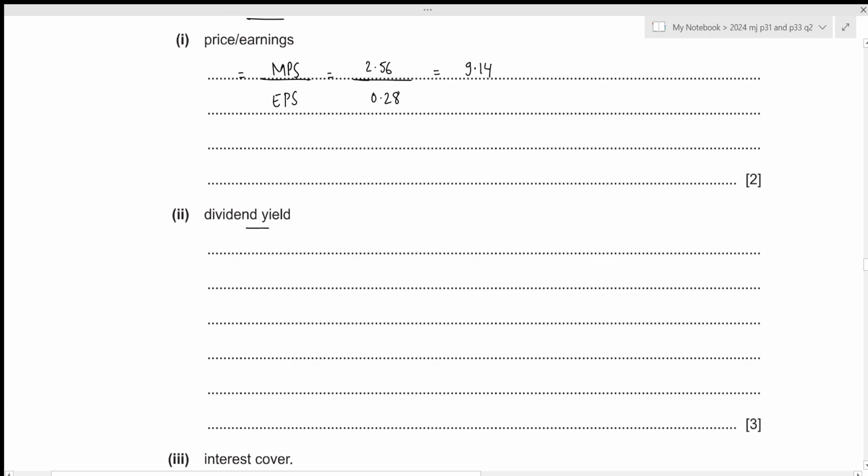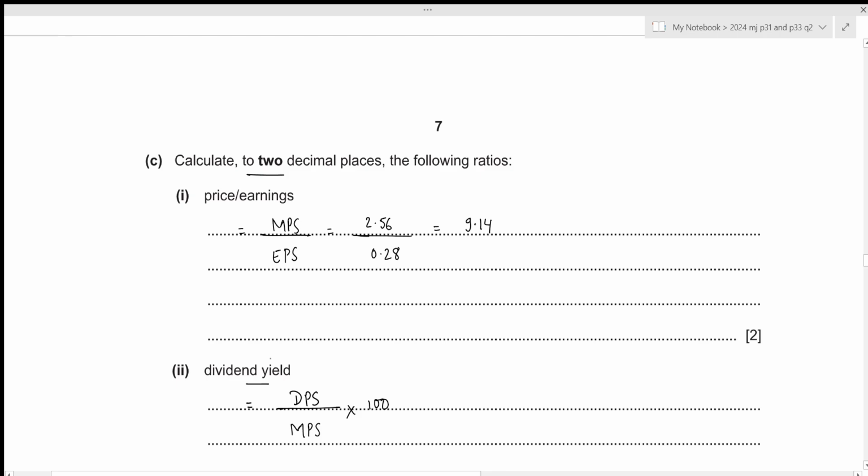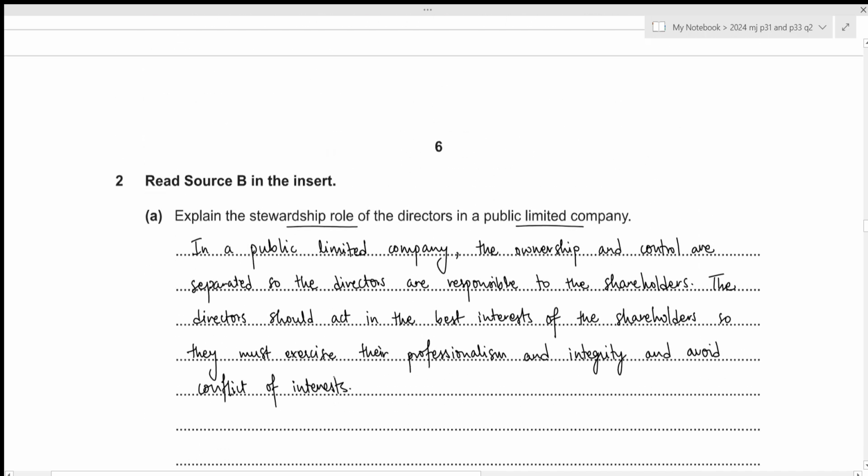We have dividend yield. The formula for dividend yield is quite simple. It is just going to be dividend per share divided by the market price per share times 100. And remember that the dividend per share will include both the dividend paid per share and the dividend proposed per share. Let's take a look above.